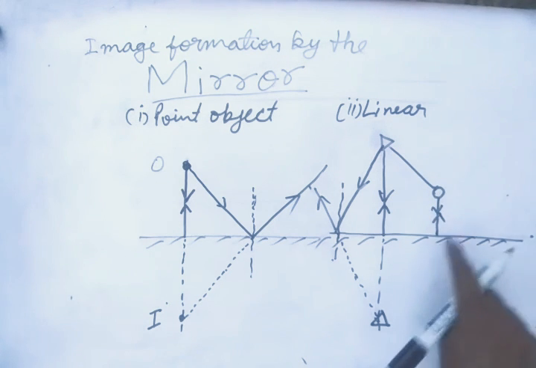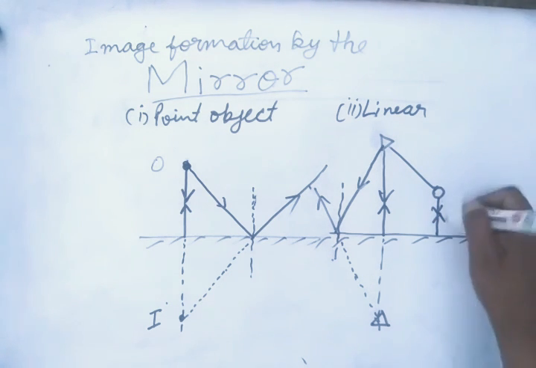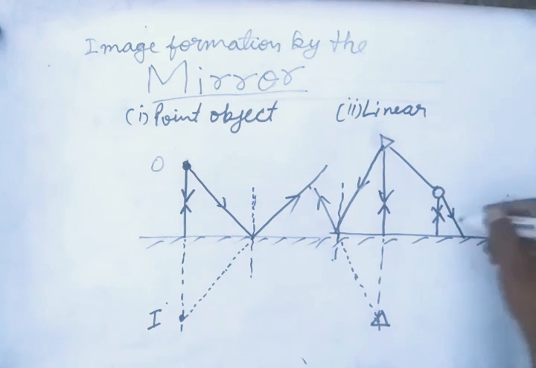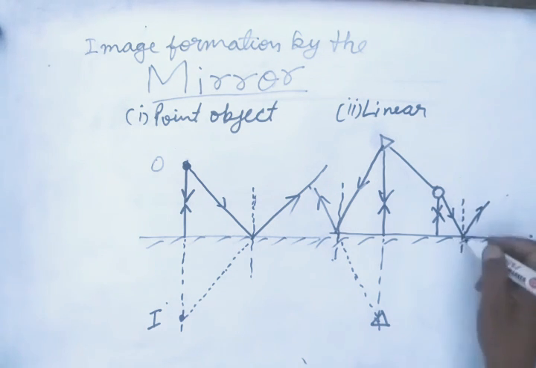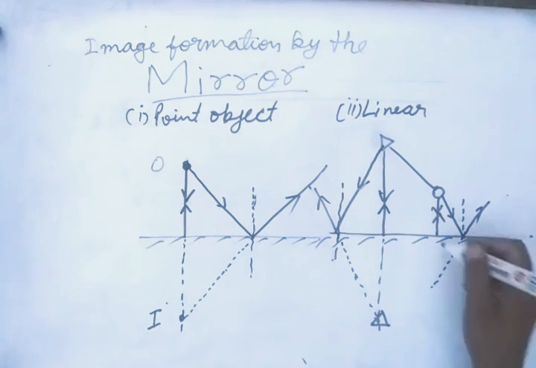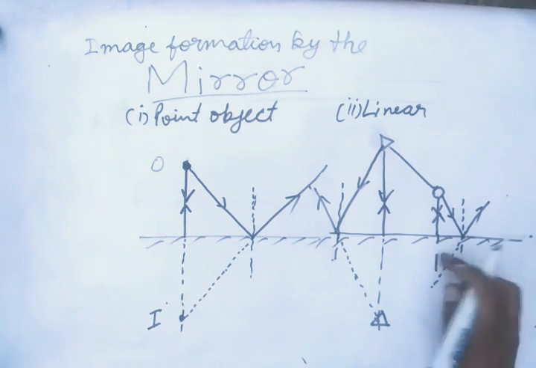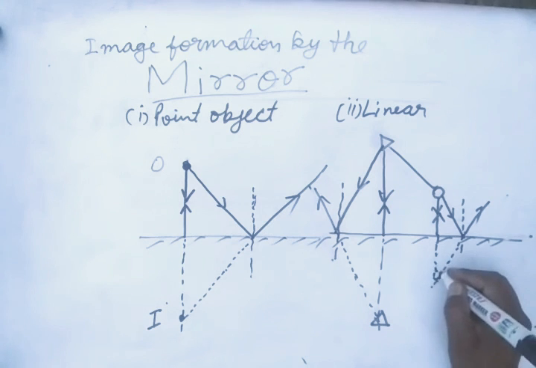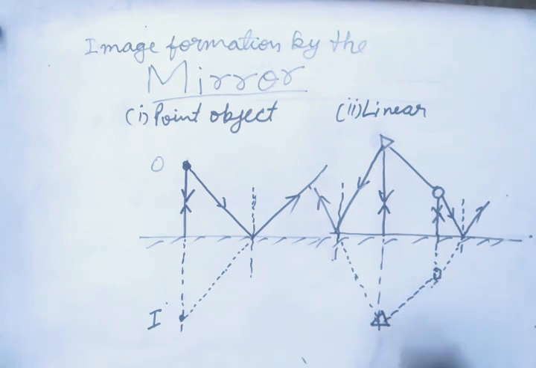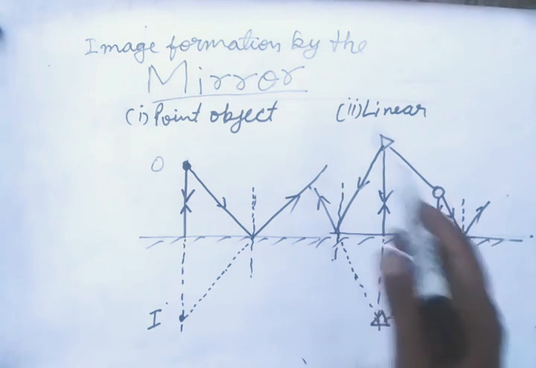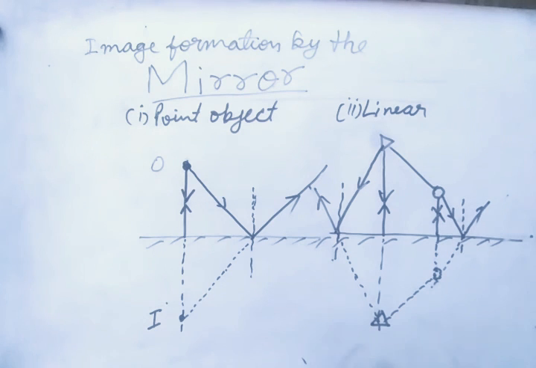It is very convenient to draw a perpendicular line. That is the normal ray. Now it will get reflected. Produce it here, oh sorry, dotted. Here we will observe the tail of this arrow. So this is how we can draw the image formation for an extended object or linear object. These are the methods by which we can find the image.